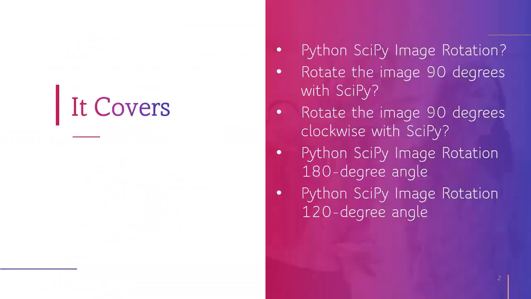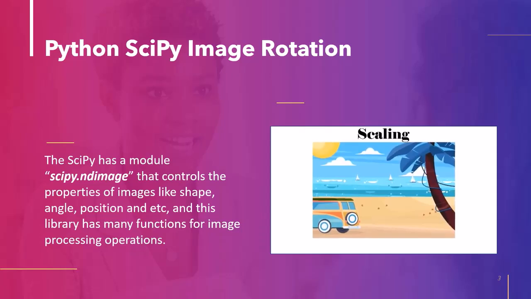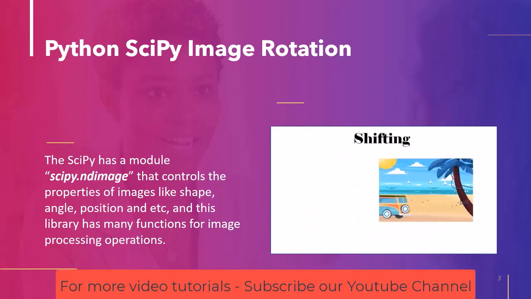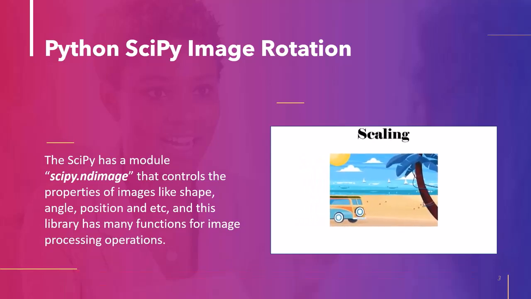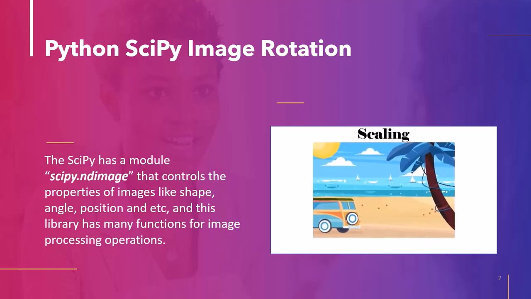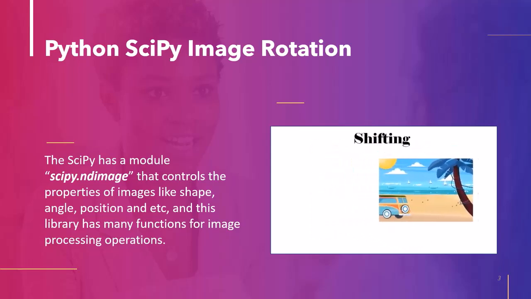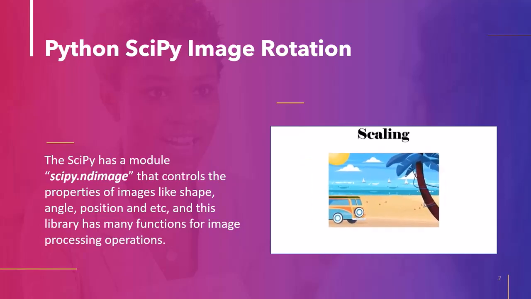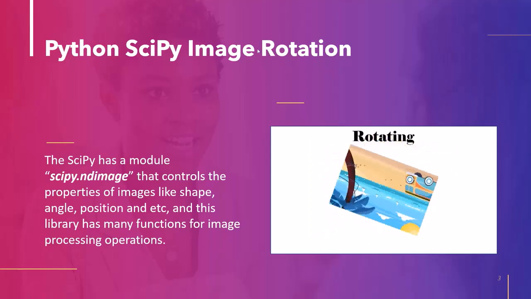Now move to the first topic, Python SciPy image rotation. SciPy contains a module called scipy.ndimage that controls image properties such as shape, angle, and position, among other things. And this library has a lot of functions for image processing. Look how the image is scaling, rotating, and shifting. We can perform all of these basic operations using the methods that exist within module scipy.ndimage.